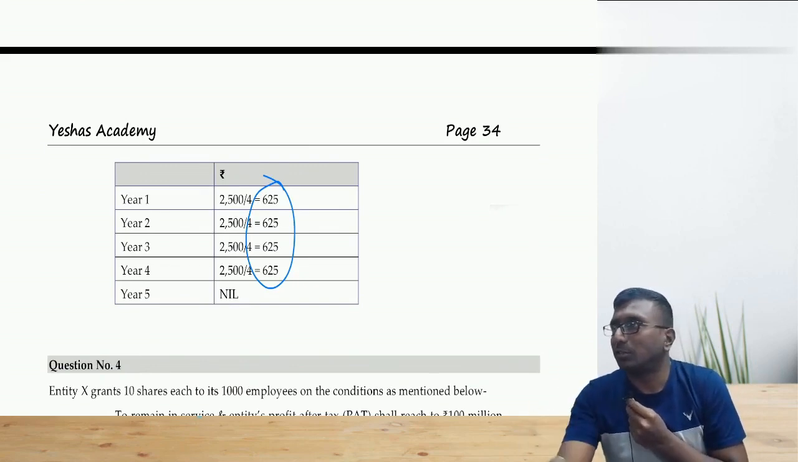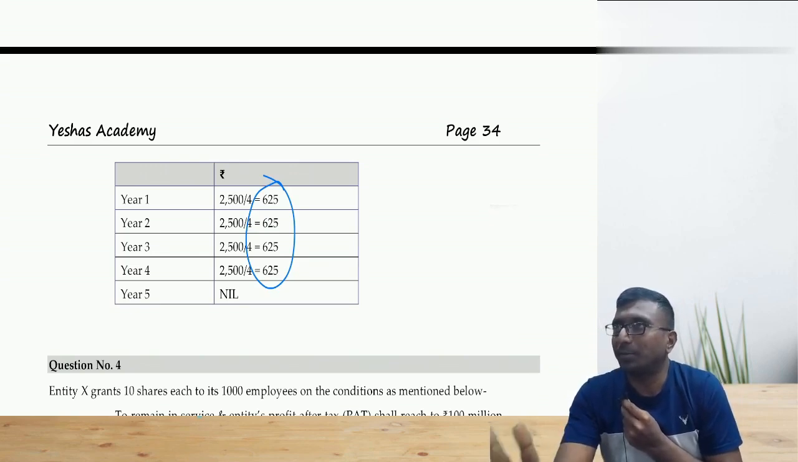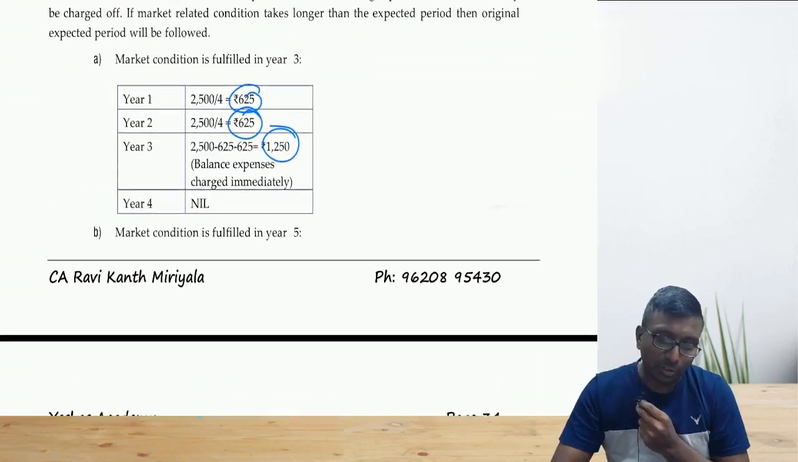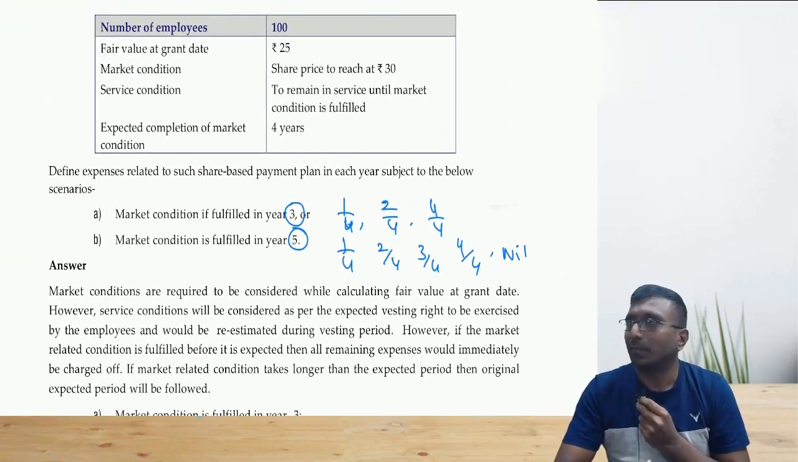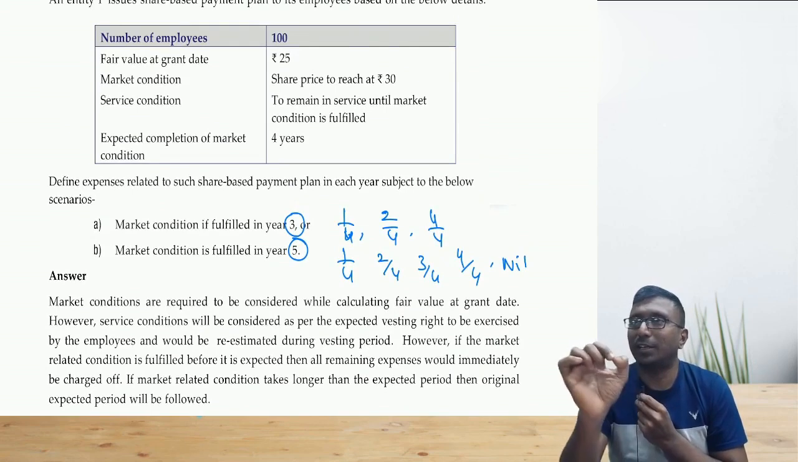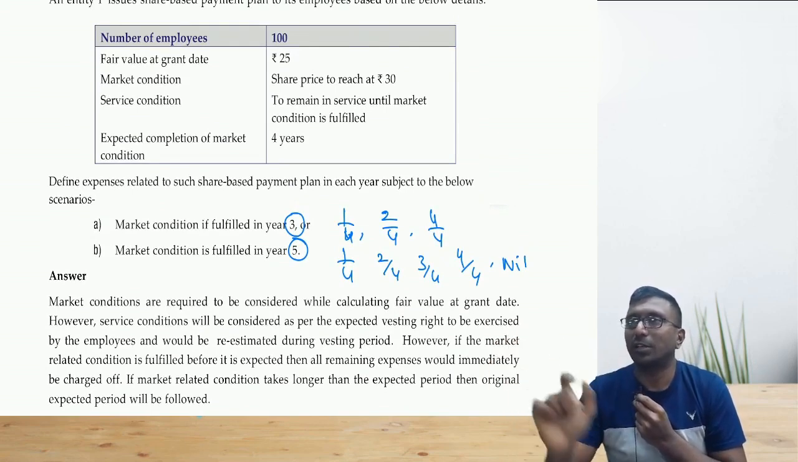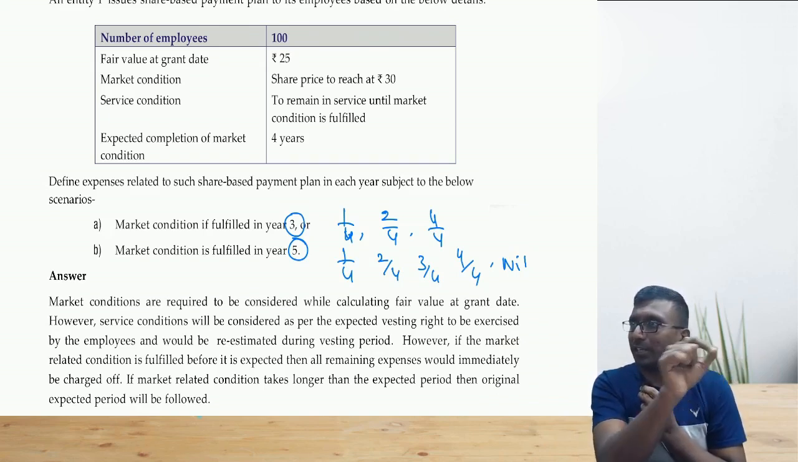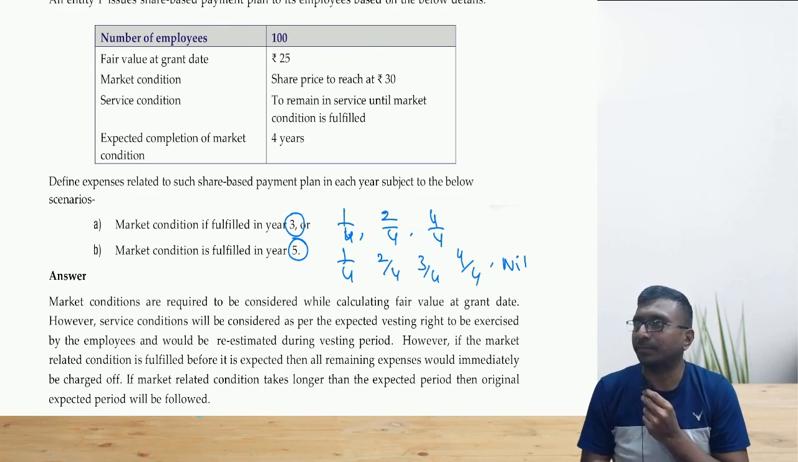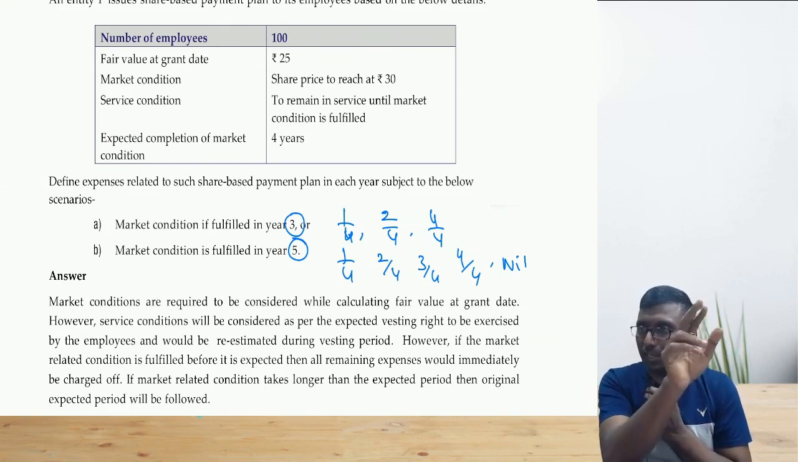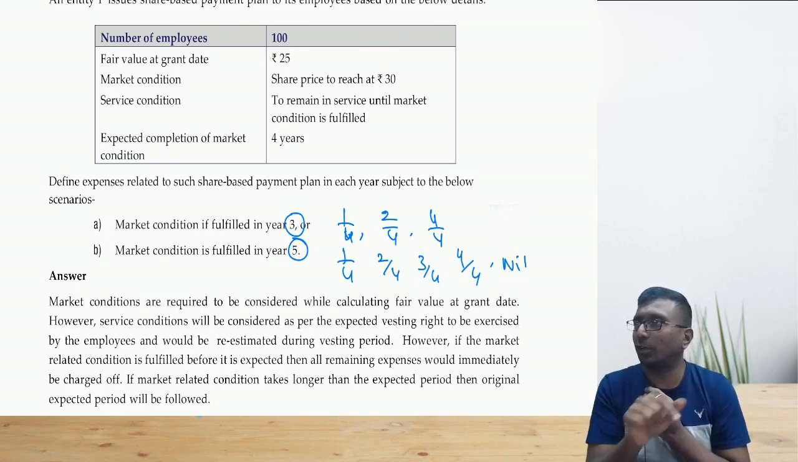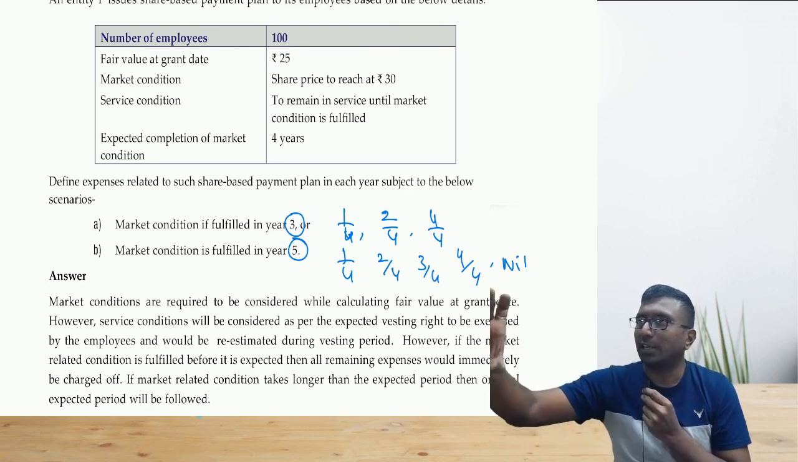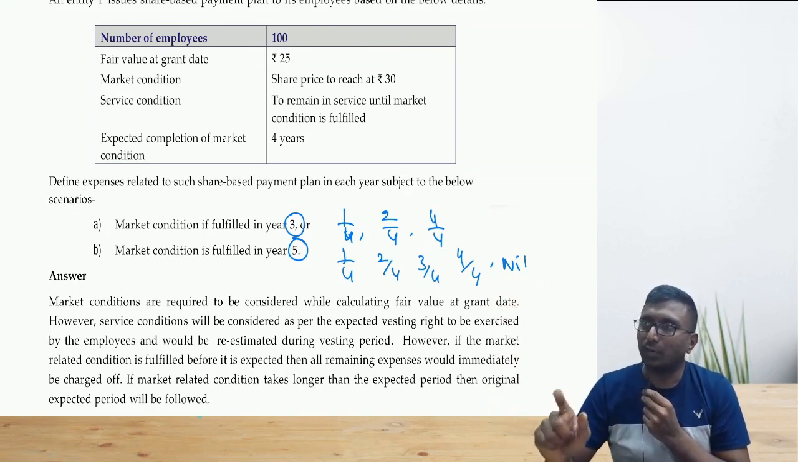What you should do at home is take some 10 minutes, 5 minutes, something like that. What is the new point in this question? You can write it in your own words. Market condition expected 4 years. Assume situation 1 completed it, vested in 3 years, and situation 2 vested in 5 years. For 3 years you write: first year 1/4, second year 2/4, third year 4/4. Over. If satisfied in the fifth year, what do you write? First year 1/4, 2/4, 3/4, 4/4. Fifth year nil.